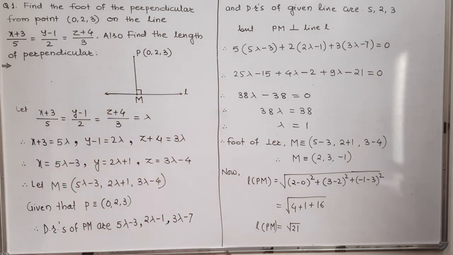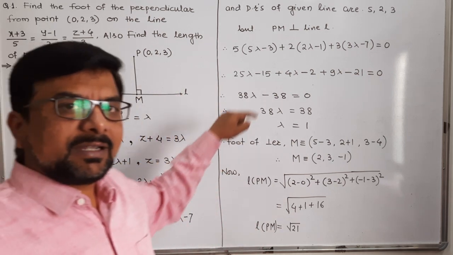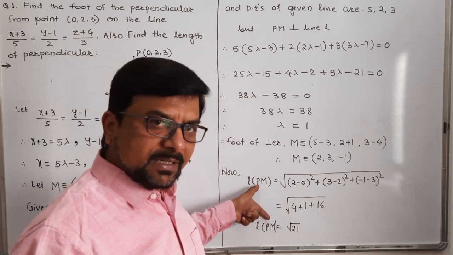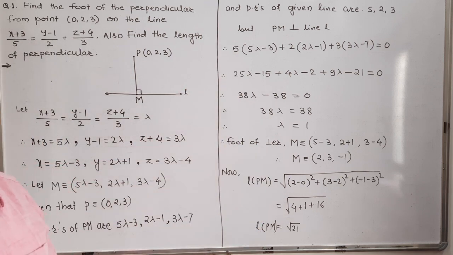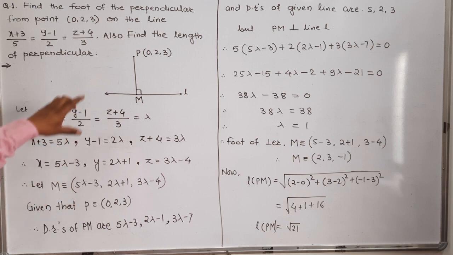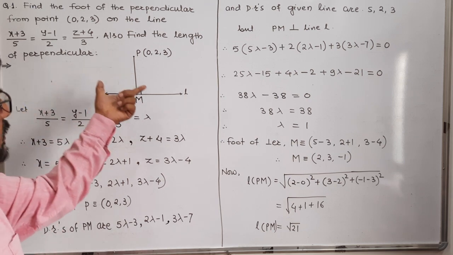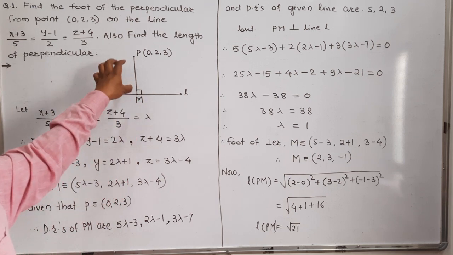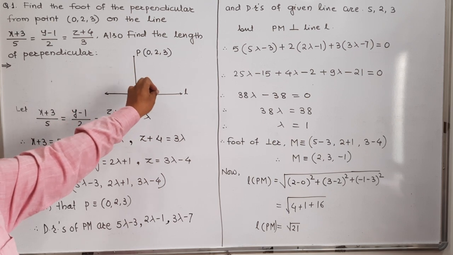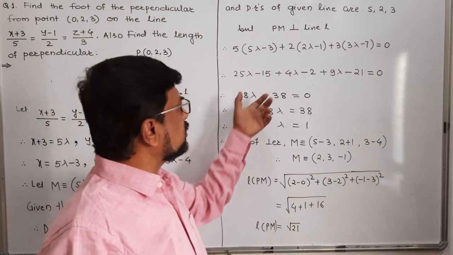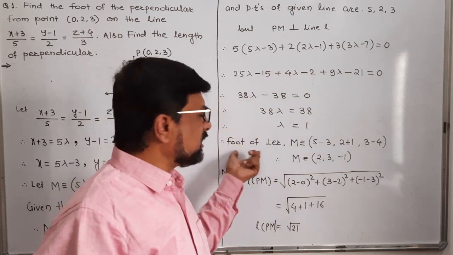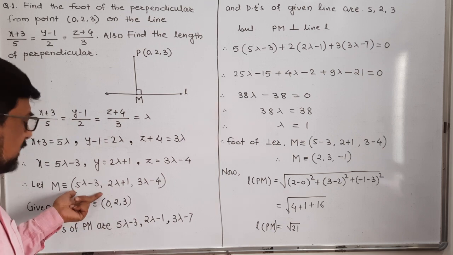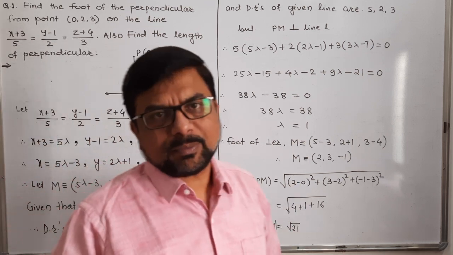जब भी आपको foot of the perpendicular निकाल के length of perpendicular निकालनी है तो यही procedure आपने use करनी है. First of all, find the general point, then find the direction ratios of PM, find the direction ratios of the line. When they are perpendicular, the sum of the product of their direction ratios is 0. Using that condition, find the value of lambda, and once we get lambda, then we have the coordinates of the point as well as the length of perpendicular.